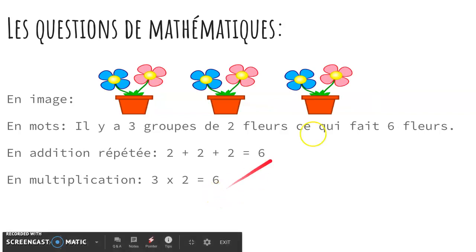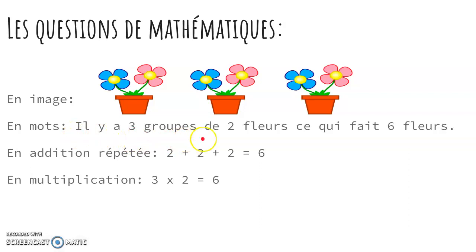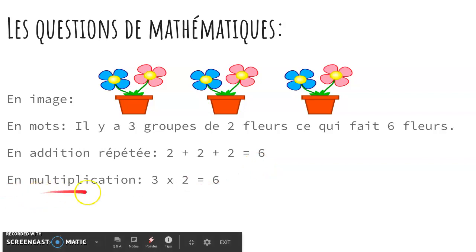In our other example of the flowers, we have the picture again. In words, we would say there are 3 groups of 2 flowers, which makes 6 flowers. Using repeated addition, we would say 2 plus 2 plus 2 equals 6. And if we're using multiplication, we would say 3 times 2 equals 6. So 3 groups. In each group there's 2 flowers, so that makes 6. Again, 3 times 2 equals 6.